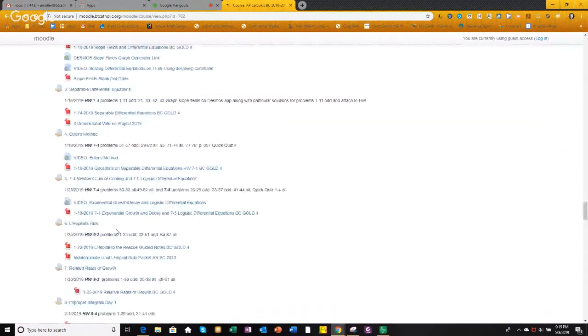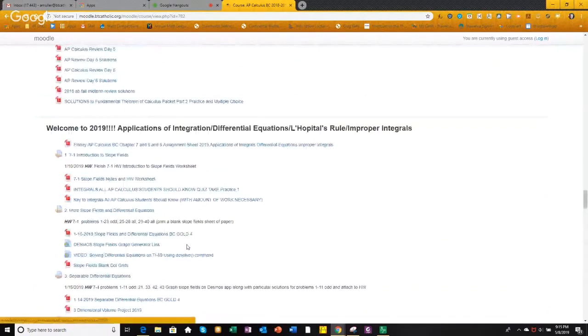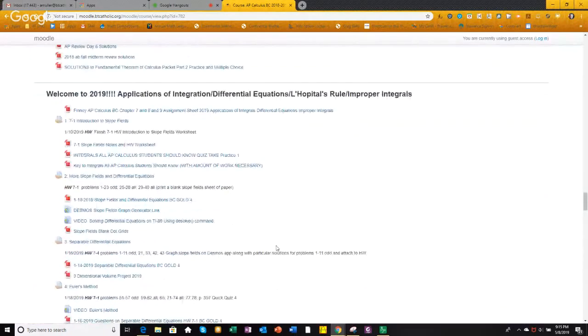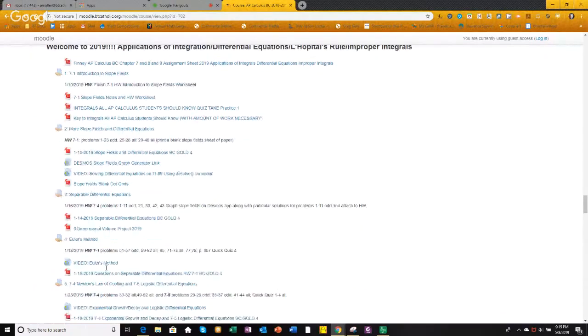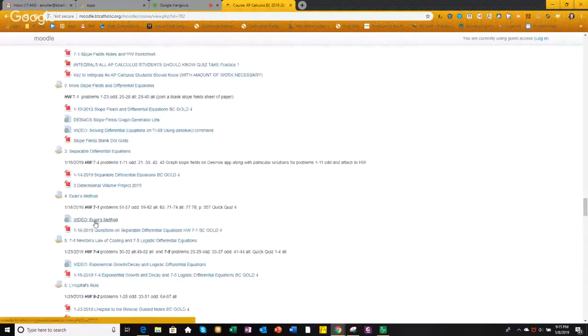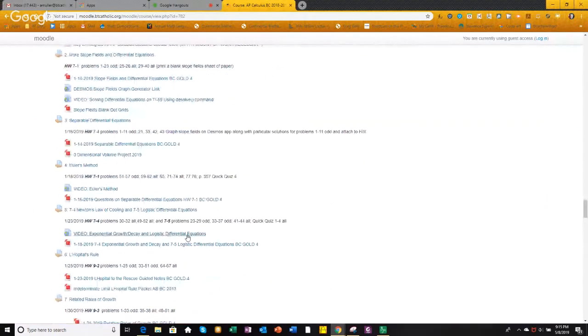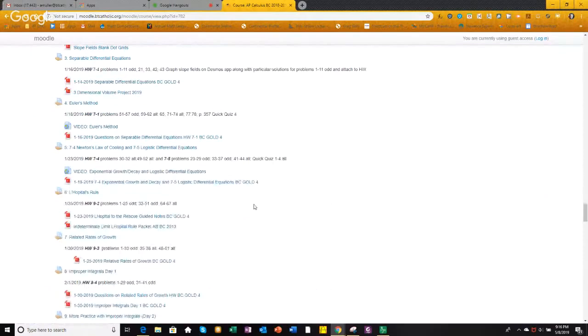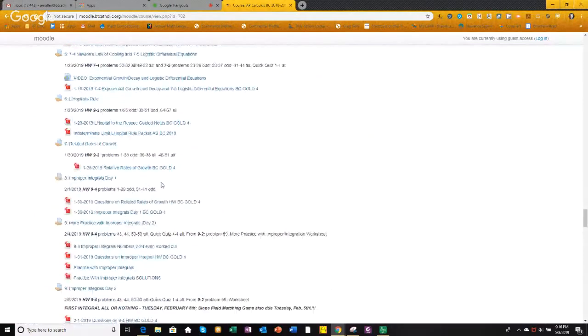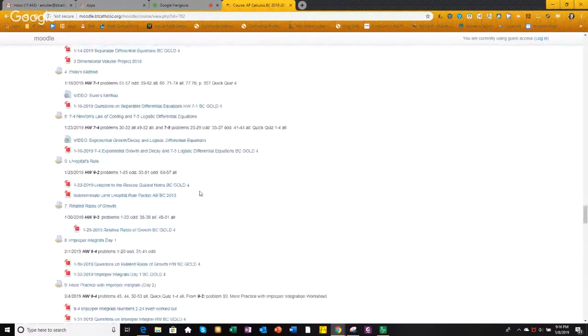Differential equations. I don't know if you did any of that with Euler's formula and improper integrals. Yeah, we did have to do Euler's method. I remember that. I've got a video on Euler's method here that you can link to. Logistic differential equations, improper integrals, I've got them all here.